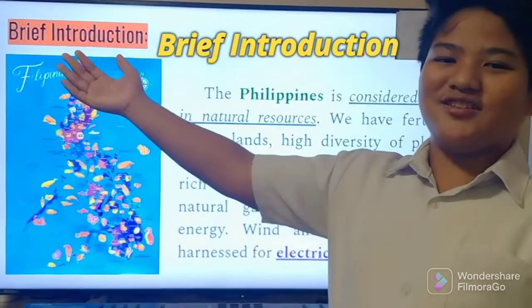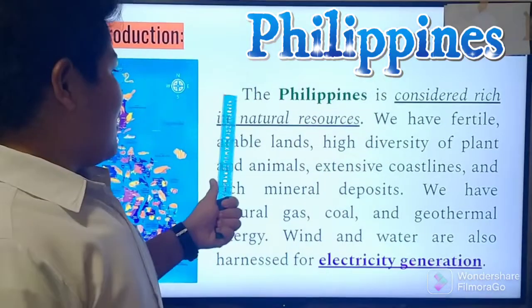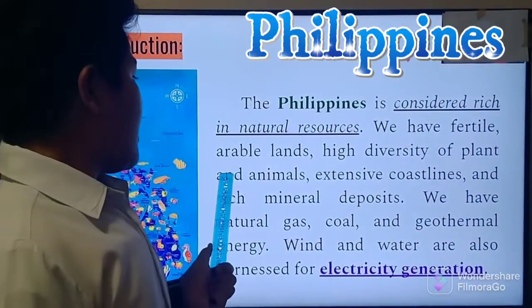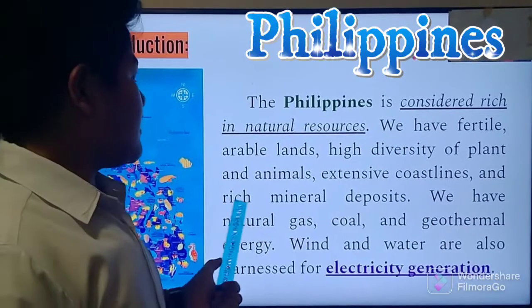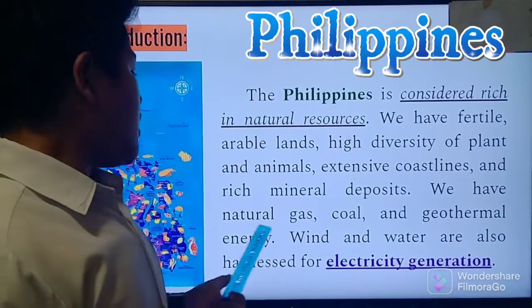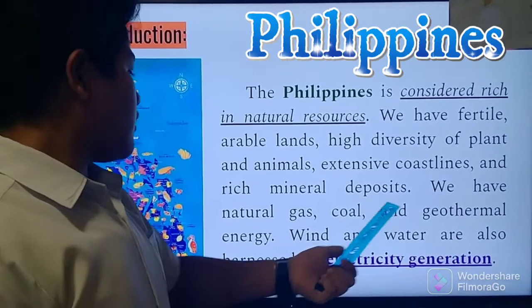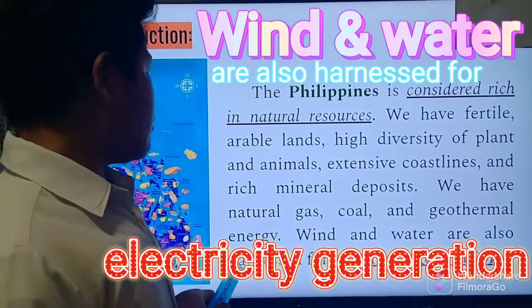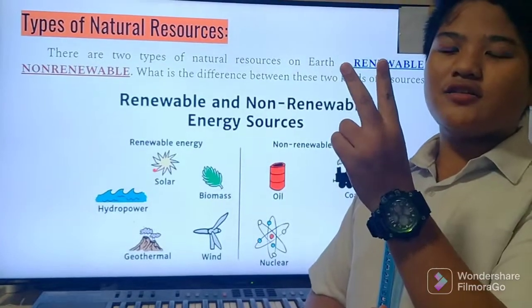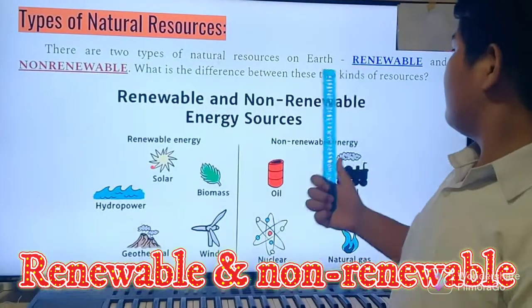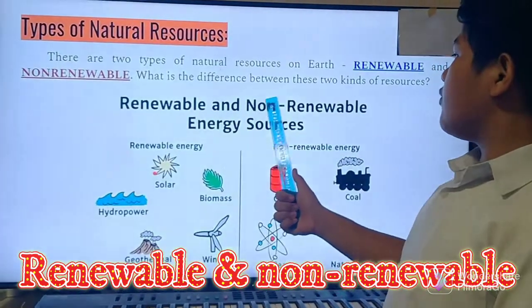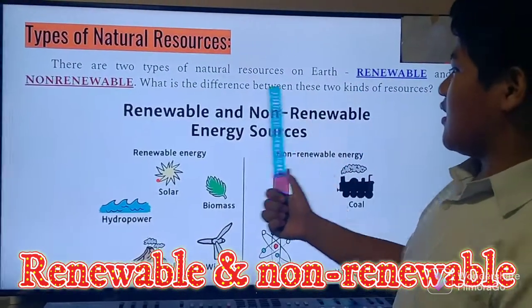Another brief introduction. The Philippines is considered rich in natural resources. We have fertile, arable lands, high diversity of plants and animals, extensive coastlines, and rich mineral deposits. We have natural gas, coal, and geothermal energy. Wind and water are also harnessed for electricity generation. There are two types of natural resources on Earth: renewable and non-renewable. What is the difference between these two kinds of resources?